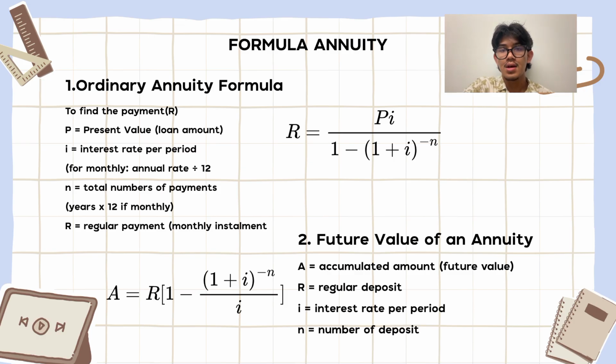Annuity formula for saving, future value. There is also a second annuity formula used for saving or investment. This tells us how much money you will have in the future if you deposit the same amount every period. The formula looks like this. A equal to future value, R equal to regular deposit, i equal to interest rate per period, and n equal to number of deposits. This formula shows how monthly deposits grow over time with compound interest.